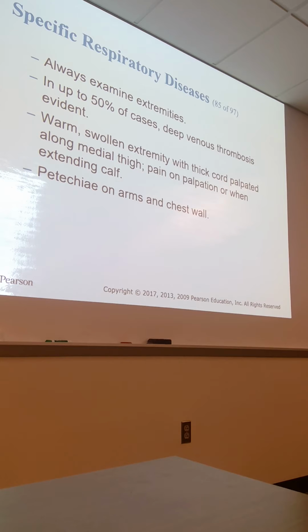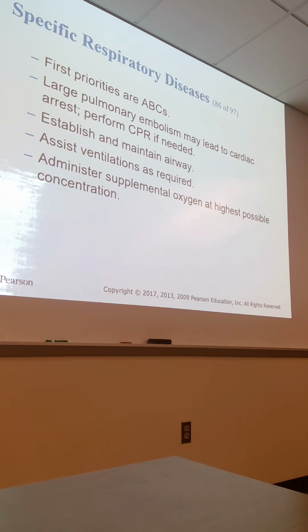All right, you may find a thick cord, you may not. Petechiae on the arms and chest wall, can't say I ever saw that. First priorities are ABCs. You may have a cardiac arrest. If you have a cardiac arrest due to a massive pulmonary embolus, chances are they're not going to respond to your resuscitation. You may get lucky and break it up doing CPR and it'll go distally.